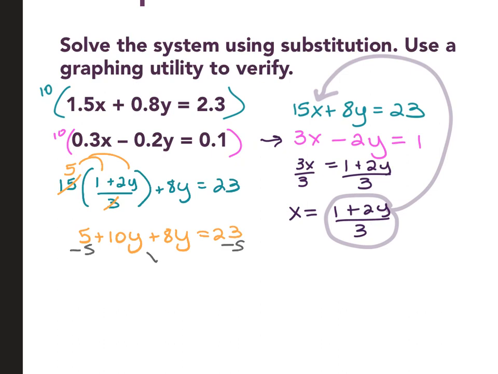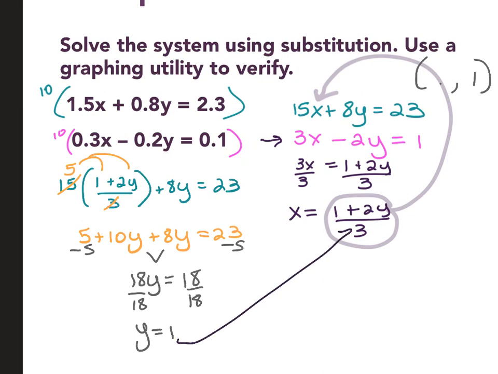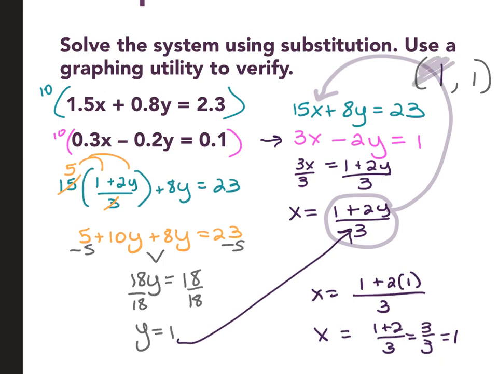Subtract the 5, combine these two, divide, and I get y equals 1. So again, that's the first part of my answer, y. Then I take and plug that back in. You can plug it back in anywhere, but if I've already solved this one for x, then I can plug it in there. 1 plus 2 times 1 over 3, which is also 1. And again, you can take the time to check those.